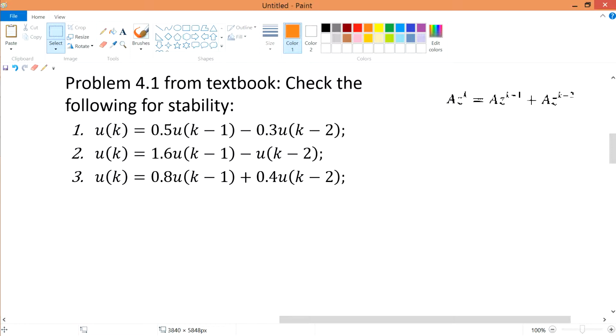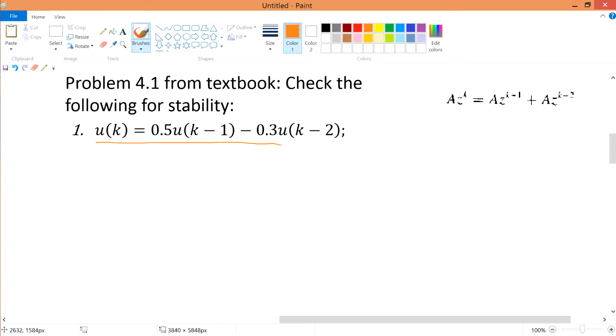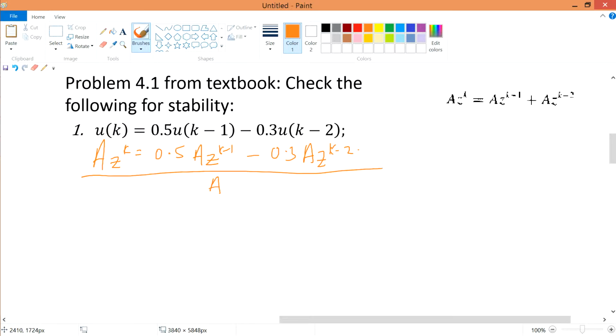Okay, so let's do up 3 questions in a very chop way. Alright, the first question, let's start out. Well, the first thing I do when I see this type of equation, I want to convert it into AZK. So when I convert it into AZK, I keep the constant 0.5, and then I have AZK minus 1 with the constant minus 0.5, and then AZK minus 2. So far so good.